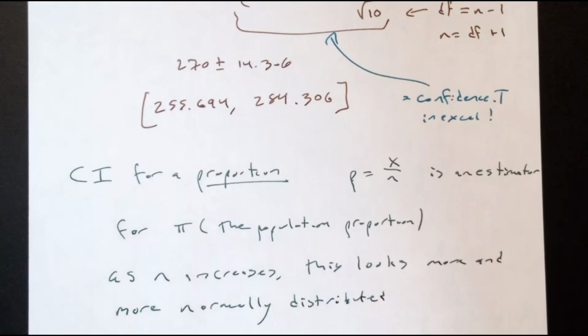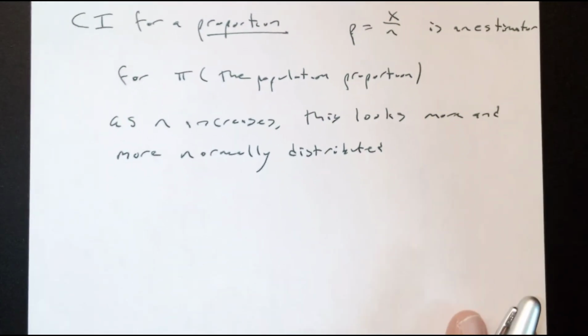So all of my ideas about sampling distribution still hold here. This is a consistent estimator. It's unbiased. It's a useful estimator, and it gives me what looks like a normal behavior. And that means that I can use the central limit theorem again.